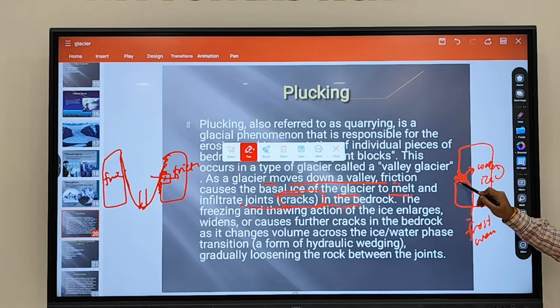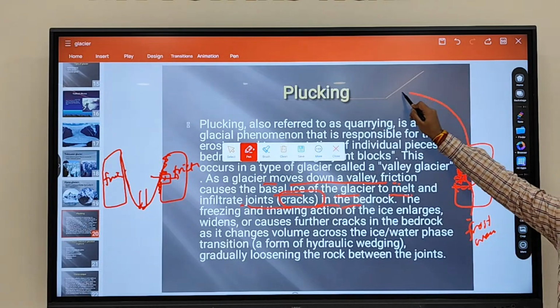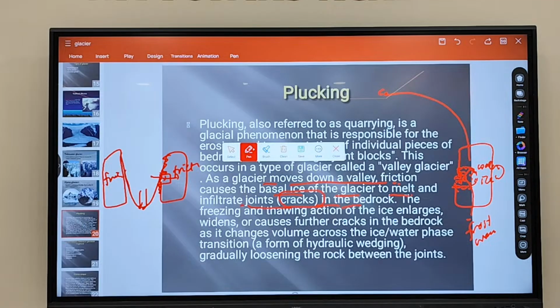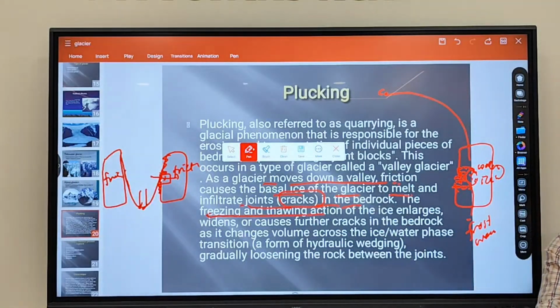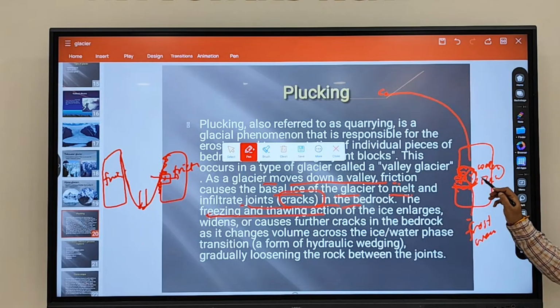This will put force on the underlying rock, and this crack gets widened, and this phenomenon is referred to as what? This phenomenon is referred to as the plucking process. Okay, so when glacier moves down, which type of actions are going to be there? Plucking. So that is what is written: freezing and thawing action. So it will move into water, it will convert into ice. So that freezing and thawing action will happen, which will enlarge this crack, and this phenomenon is referred to as which process?